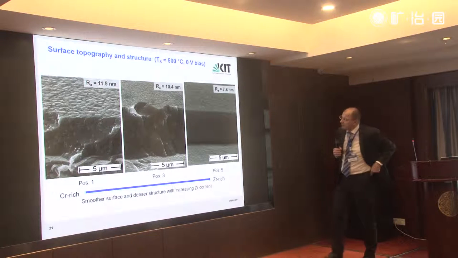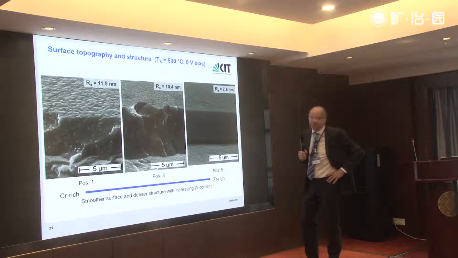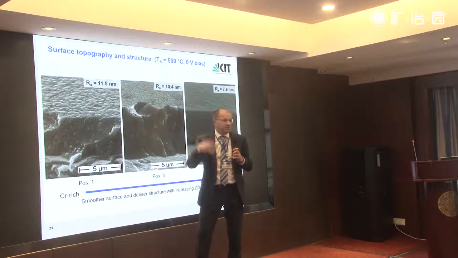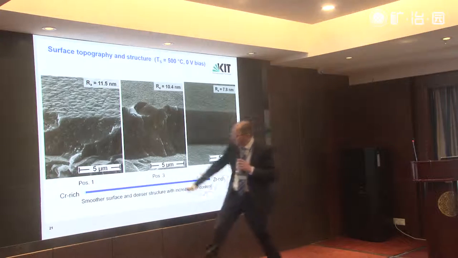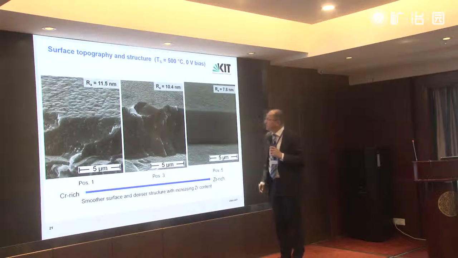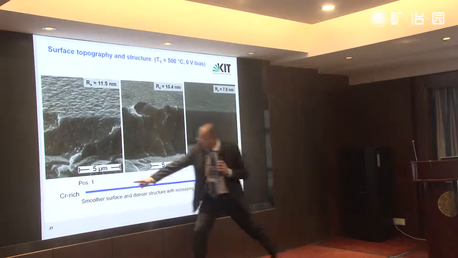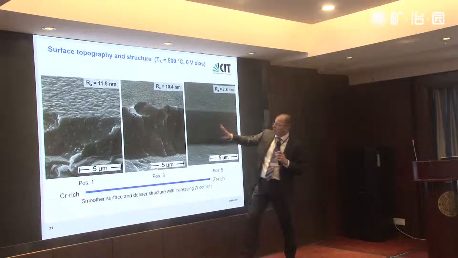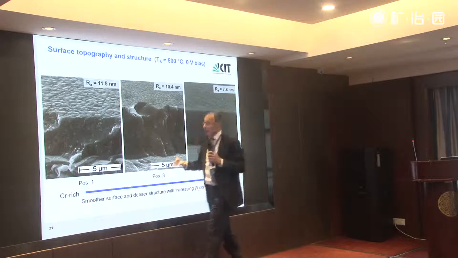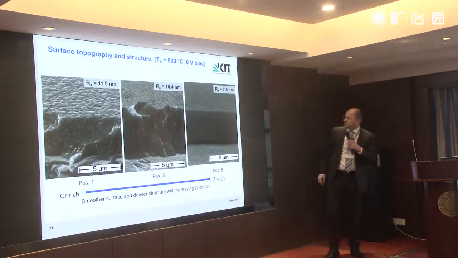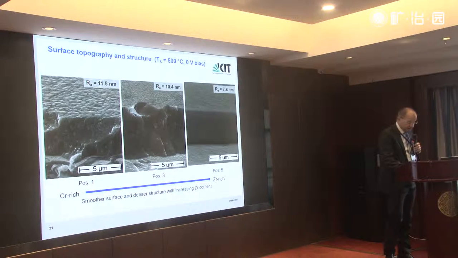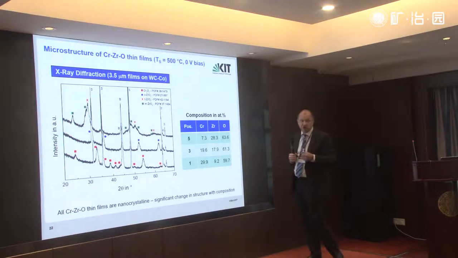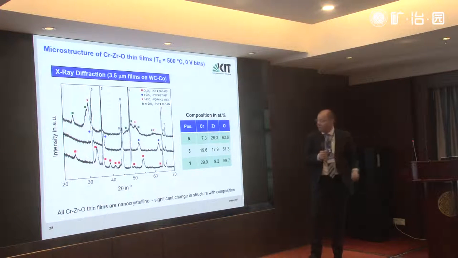You can see here some examples of the surface topography. We are quite satisfied, yeah, we can form dense coatings without any cracks. You can see here the dimension bar, 5 micrometers. And now from position 1 to position 5, you can see here, chromium rich to zirconium rich, you have a more nanocrystalline material, and a more smooth surface, which we are forming by the magnetron sputtering.